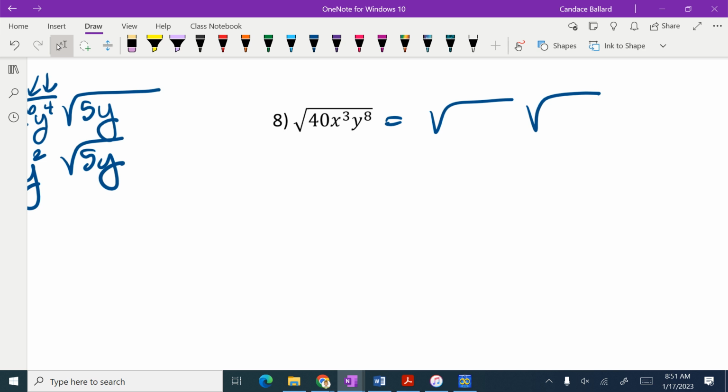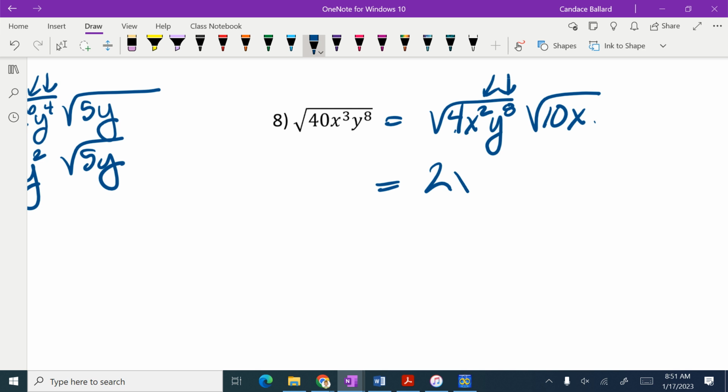All right, what was the biggest square number that went into 40? 4. How many times? 10. Okay. For the x's, what'd you pull out in the can do box? X squared, what's left over? 1. Okay, and then for the y's, what'd you pull out? Y to the 8th, anything left over? No. All right, we're going to take our square root. What's the square root of 4? 2. What do we have to divide these exponents by? 2. So just x, okay, and y to the 4th, square root of 10x.